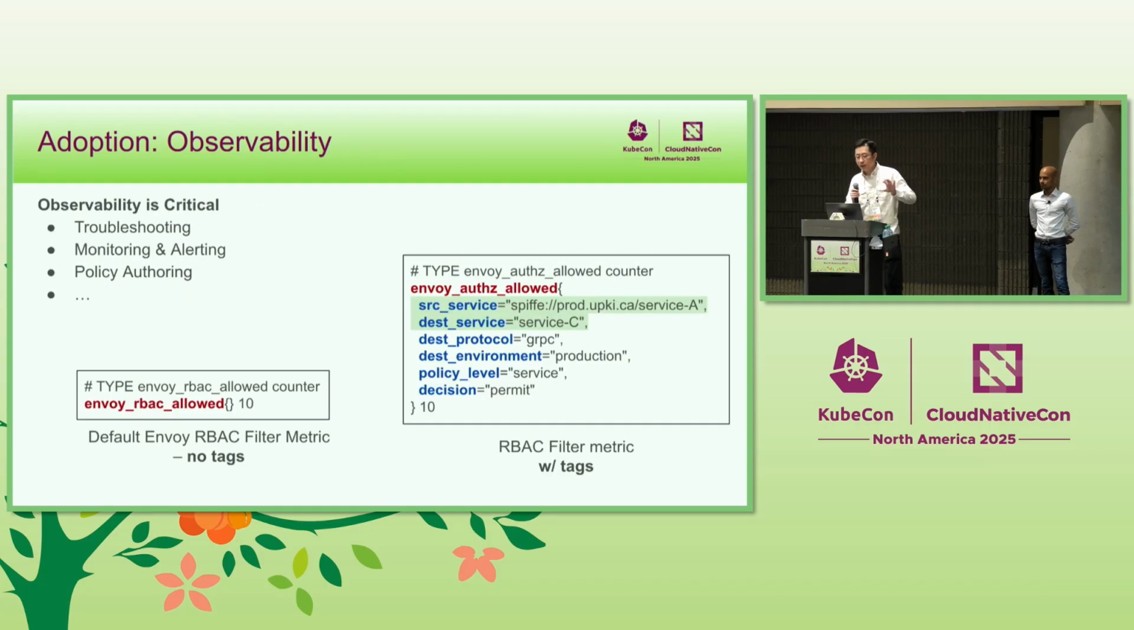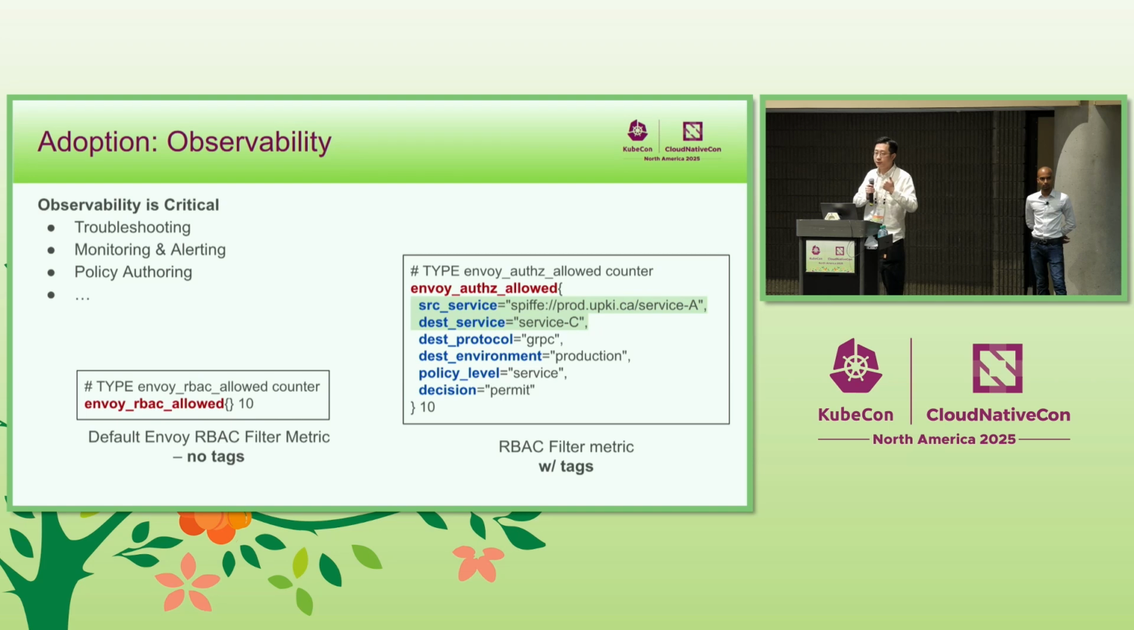The very first part of this adoption journey is to have good observability. This is essential and critical to support our adoption and also to support troubleshooting, so you know who is calling what and when, and to build the monitoring, dashboard, and alerting so that you know when the authorization succeeds or fails. In the native Envoy RBAC filter, unfortunately, it doesn't emit the tags to tell you who is calling what.